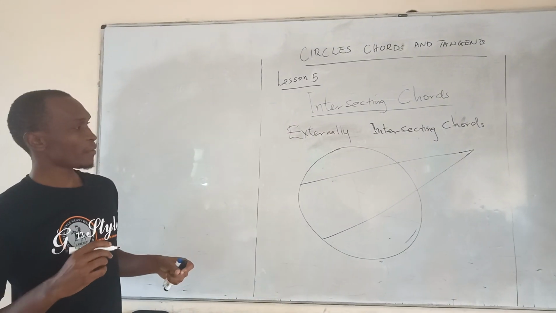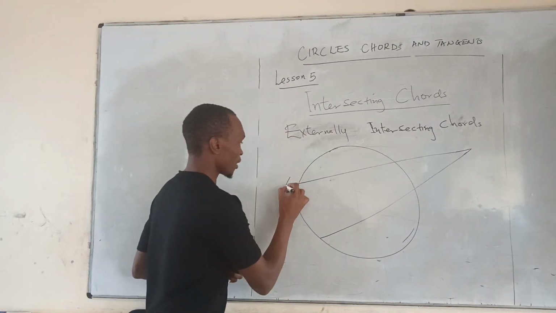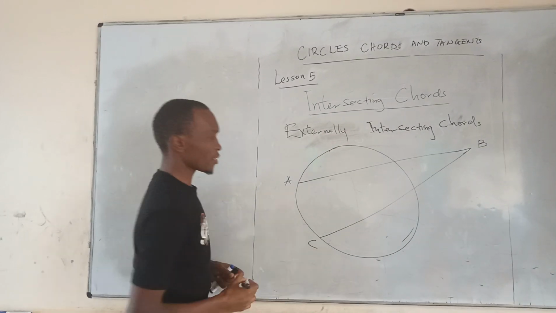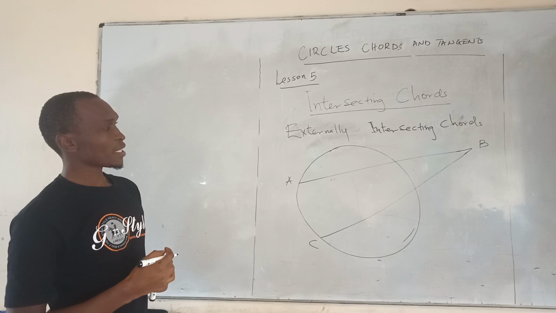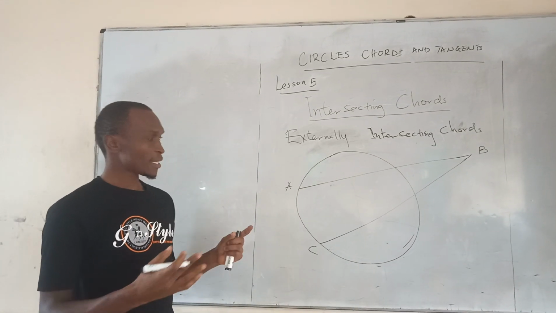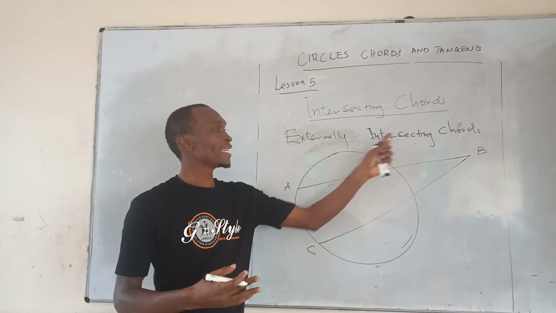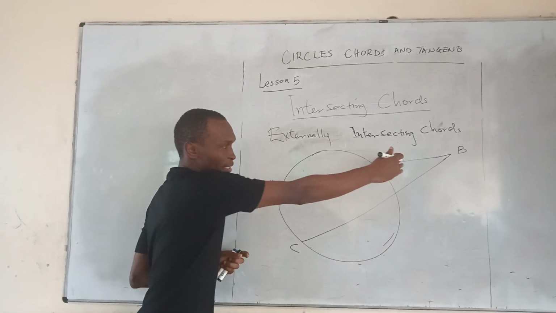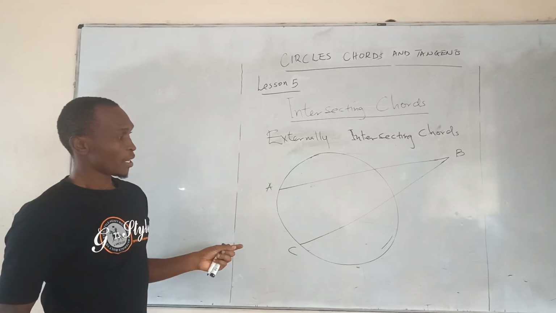So as you can see, I've drawn two chords. I can call this chord A and B. Then I call this C. As you can see, the chords are meeting outside the circle, and that's why we are saying they are externally intersecting. They are not meeting within, but they are meeting outside the circle.